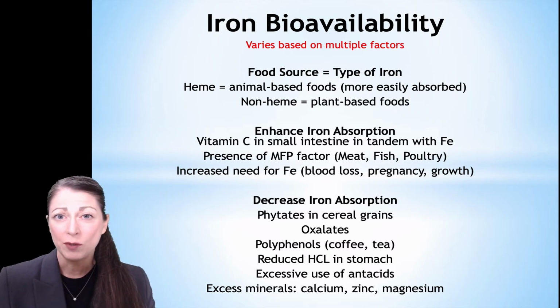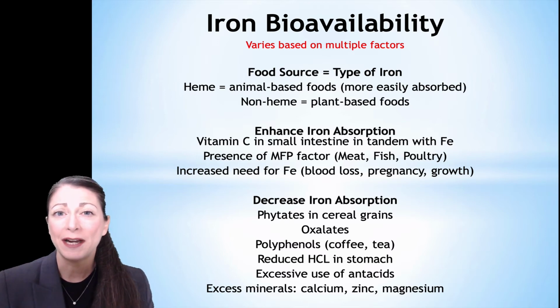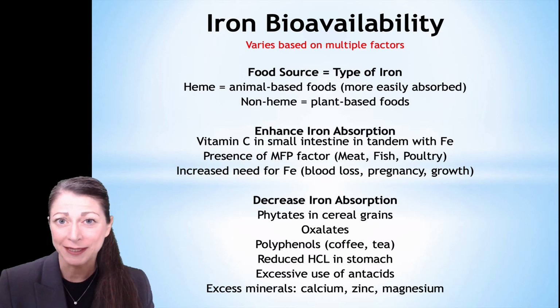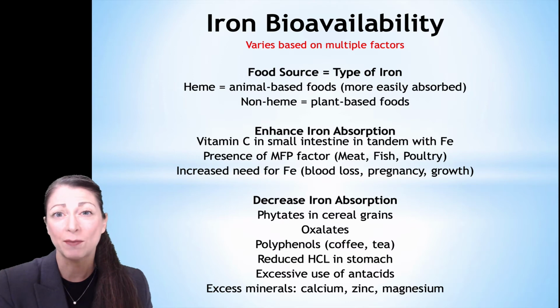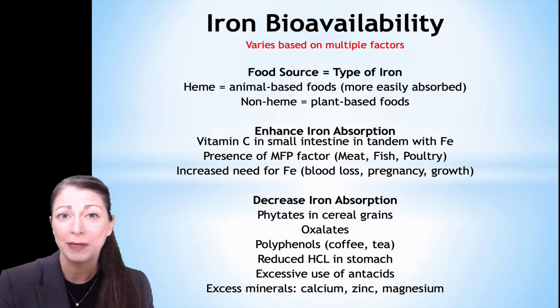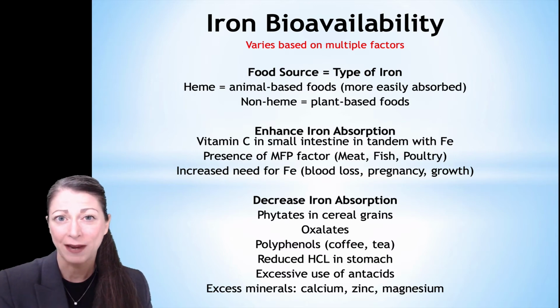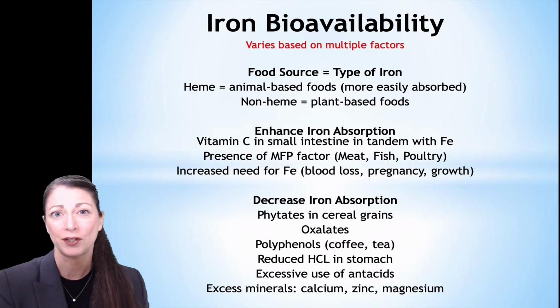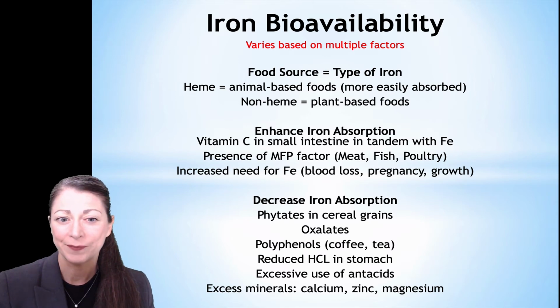There are some nutrients that enhance iron absorption. The first of these is vitamin C. If you have vitamin C present in your small intestine at the same time as iron is present in the small intestine, your body's ability to absorb that iron will be improved. There's also something called MPF factor, meat, poultry, fish. And MPF factor will increase your body's ability to absorb iron.